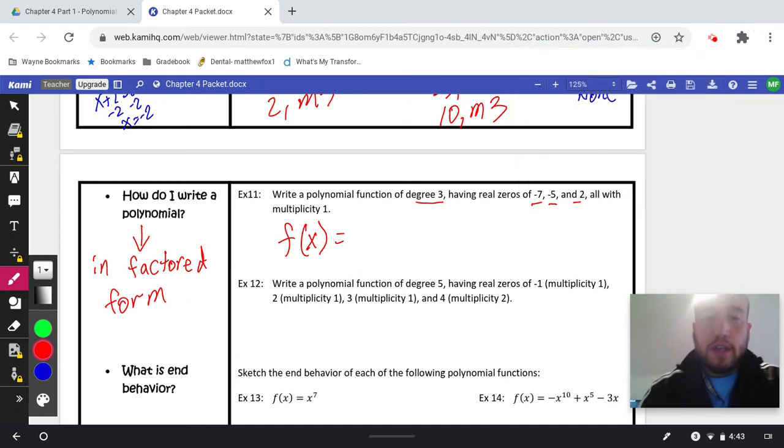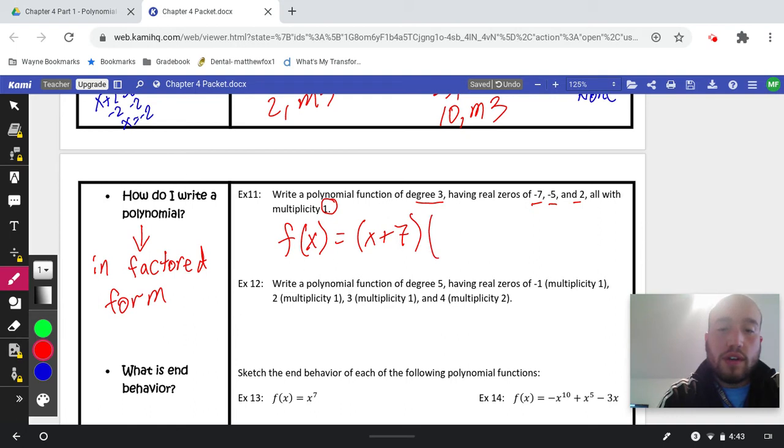What value, if we would plug in like a negative 7 for x, would give us 0? So we think of it kind of as the opposite. So in our case here, we need x plus 7. Okay, the reason why is that if I plug in that -7 for the x, -7 plus 7 gives me 0. It tells us here we have a multiplicity of 1 for each of them, so we're good on that one.